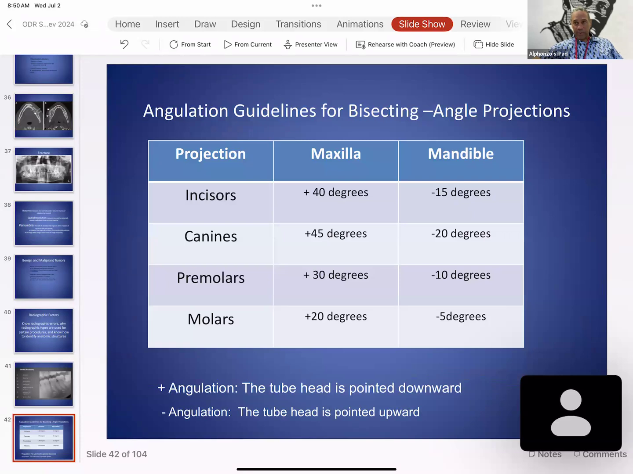I talked to you earlier about these guidelines for angulation. The tube head pointed downward is positive angulation. The tube head pointed upward is negative angulation. And here's the actual angulations that should apply to those areas of the mouth or the teeth that you're looking to acquire on an image.